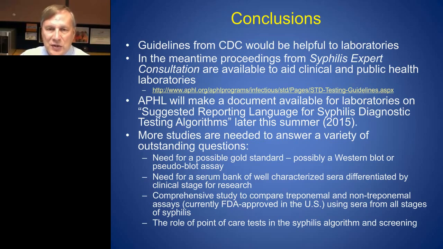There's a need for a serum bank of well-characterized sera differentiated by clinical stage for research. APHL is actually in the process of putting together a serum bank for its members right now. There's a need for a comprehensive study to compare the treponemal and the non-treponemal assays currently FDA cleared in the U.S. using sera from all stages of syphilis. And the role of the point-of-care test in the syphilis algorithm and screening. It's a treponemal test. Is there a role for the point-of-care test? And the point-of-care tests that may be coming out, what would be their role? So a lot of unanswered questions, a lot of questions and research still to come.